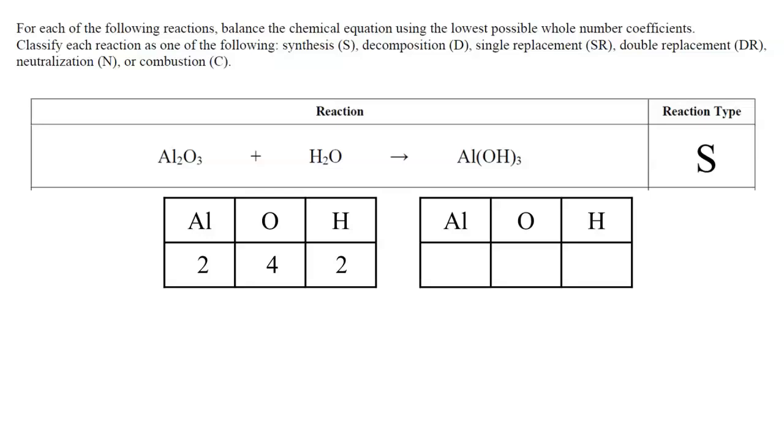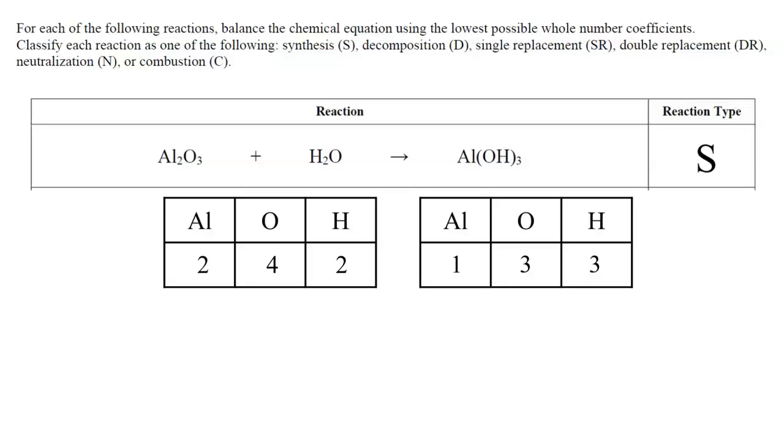And I see 2 hydrogens on the left. On the right side of the equation, I see 1 aluminum, and then since the OH, or the hydroxide ion, is inside parentheses, and there's a 3 on the outside of the parentheses, the OH is being multiplied by 3. So that will give me 3 oxygens and 3 hydrogens on the right.